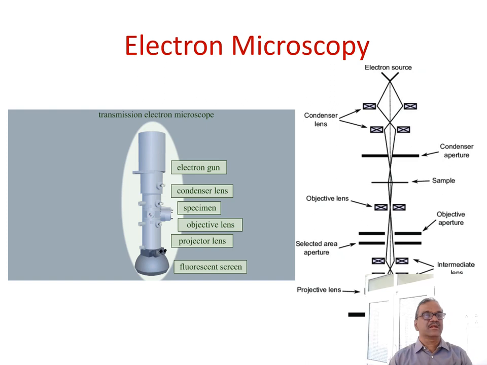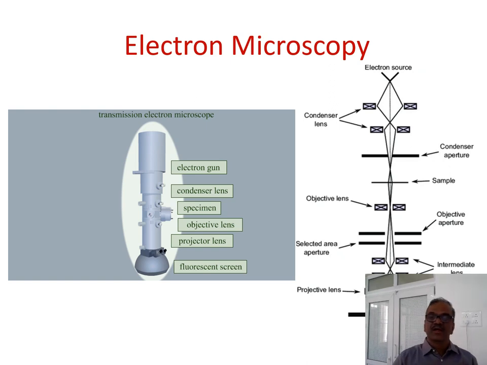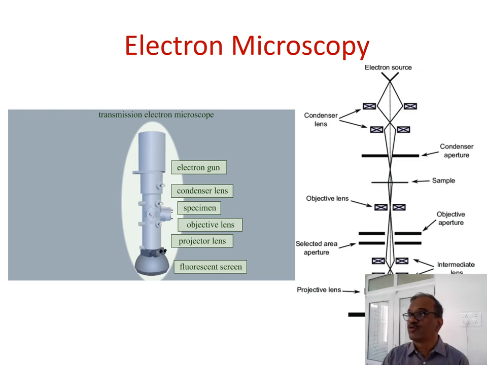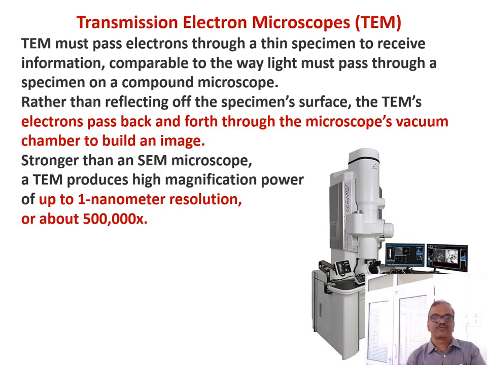What is the principle of transmission in the electron microscope? What is the difference between light microscopy and electron microscopy? In the electron microscope, the electron gun is the source, then the condenser lens, then the condenser aperture, through which the rays come and hit the sample. Then there is the objective lens with the objective aperture, and the intermediate lens and the projective lens make the image appear on the fluorescent screen. This is the main part of electron microscopy. Instead of light, we are using electrons, so we get high resolution as well as magnification.